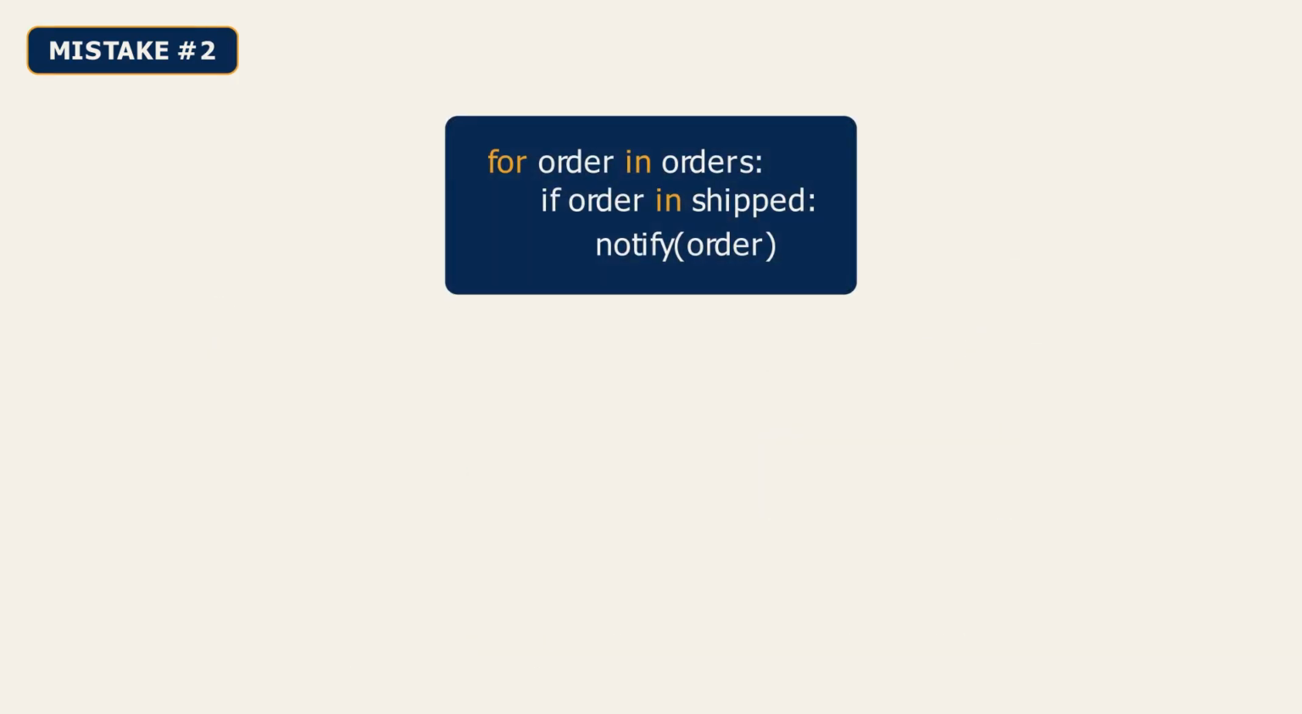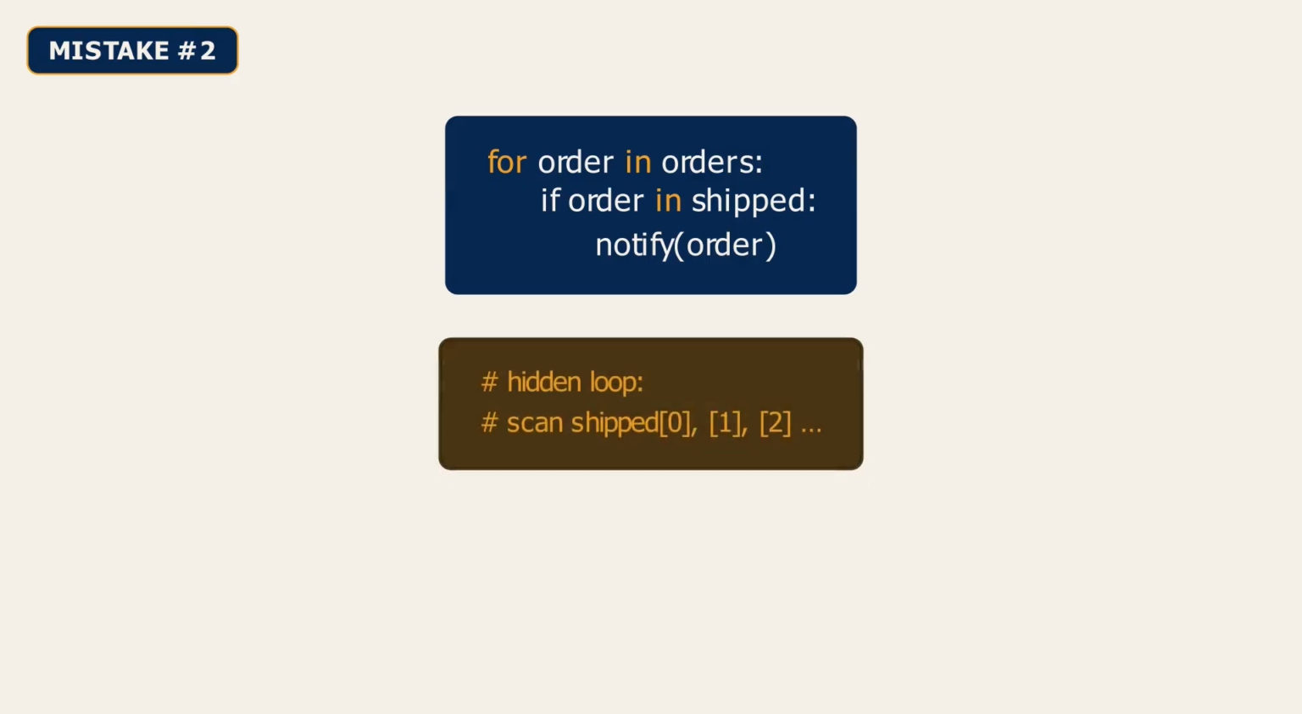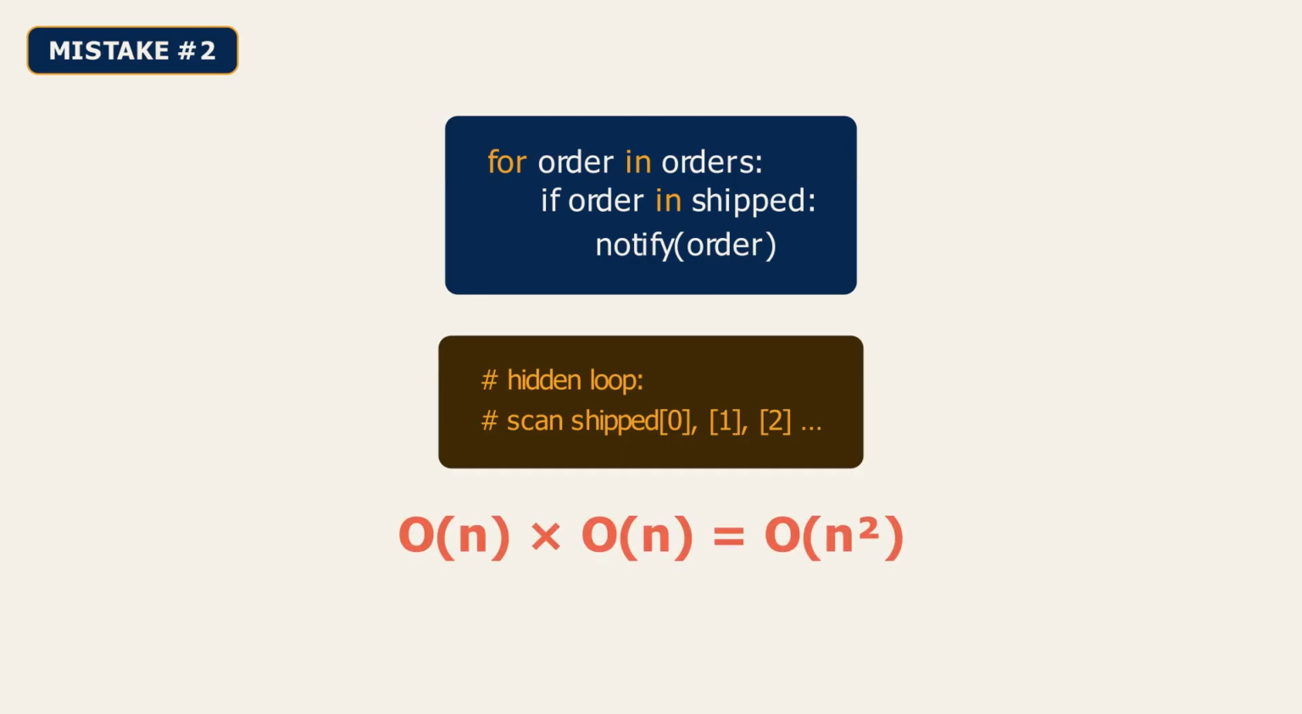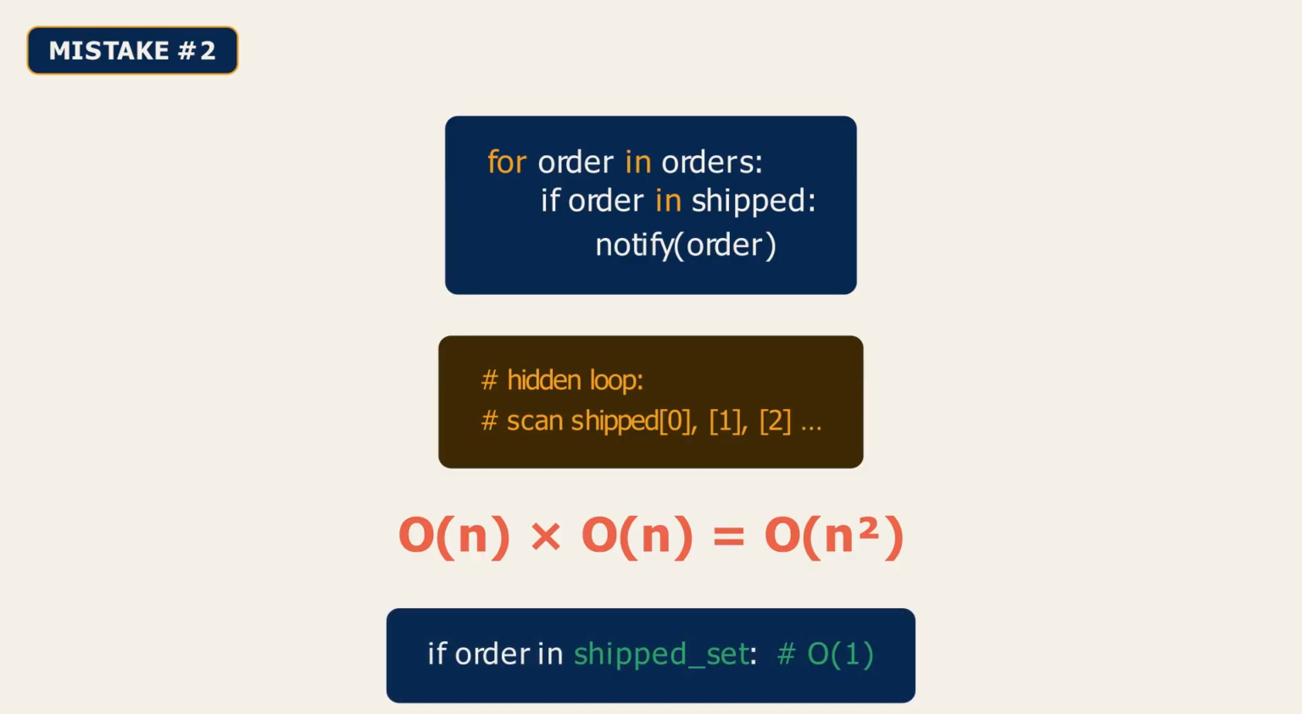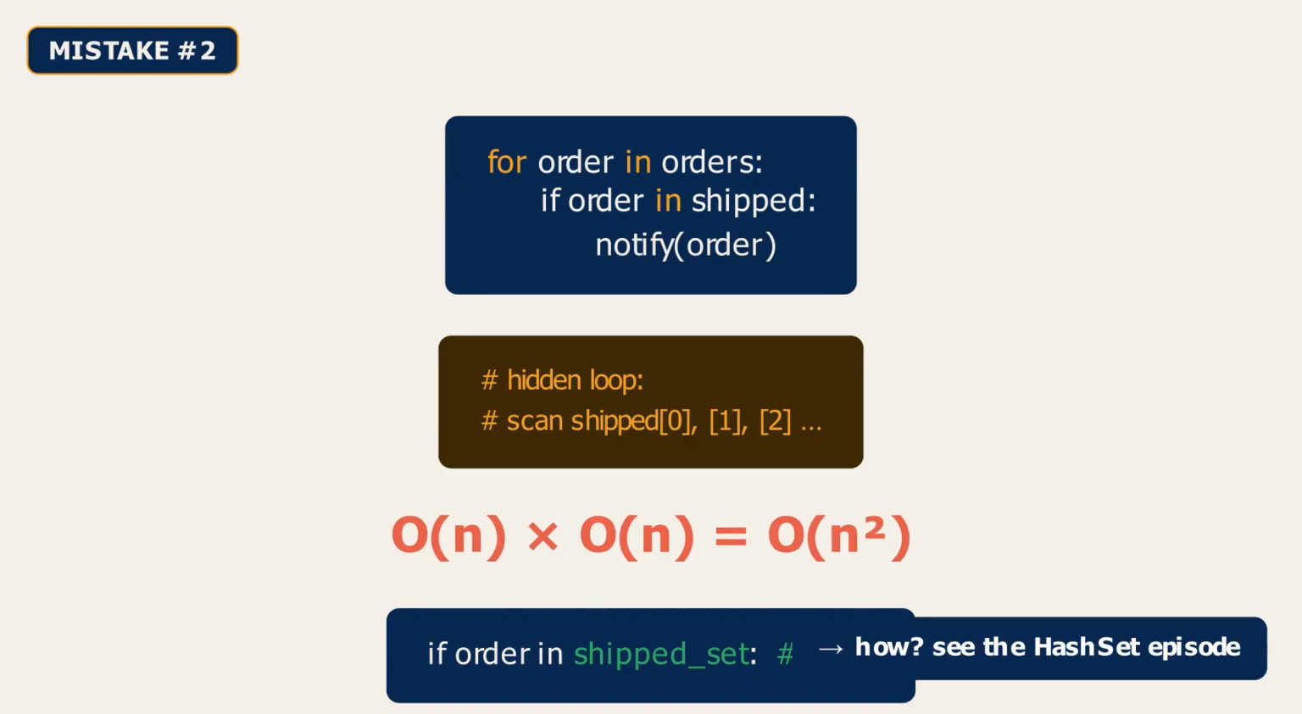Number 2, hidden loops. This line looks innocent, but "in" on a list secretly scans the whole list, one element at a time. Put it inside another loop and you've built O of n squared without ever typing a second for. This is exactly why hash sets exist. The same check against a set is O of 1. One keyword, 1,000 times difference. We built that intuition in the hash set episode.